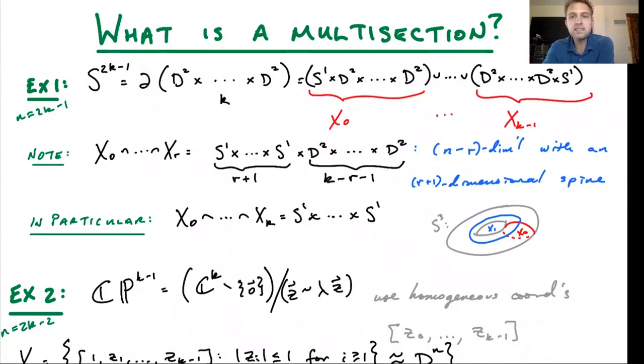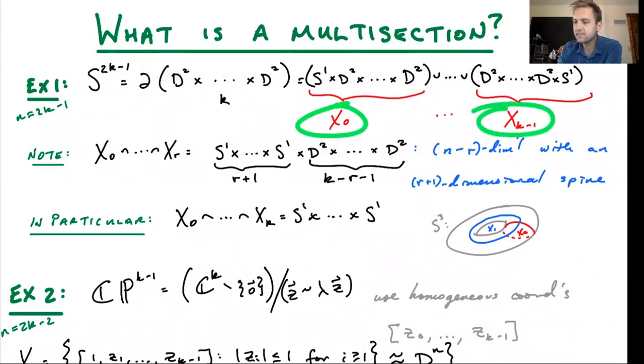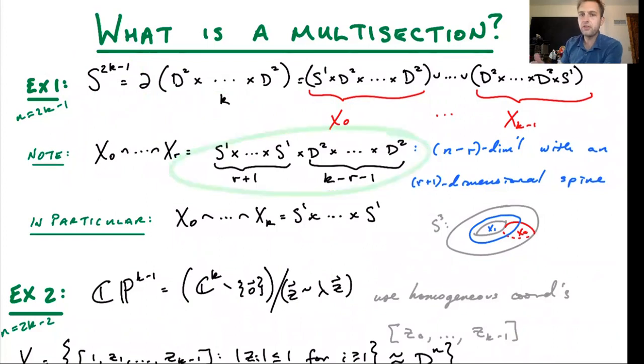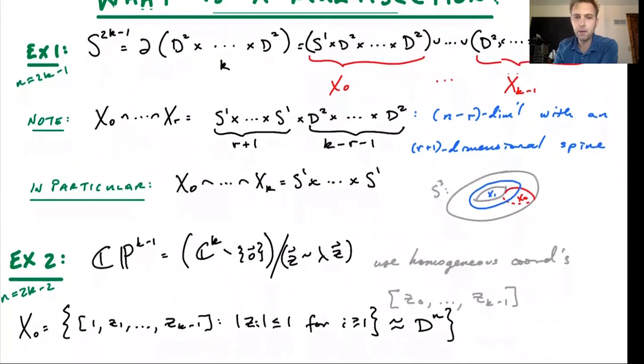And what makes it a multisection is that any setwise intersection between these pieces is nice in the sense that its dimension depends only on the number of pieces you're intersecting, and the dimension of its spine depends only on the number of pieces you're intersecting. Each time you intersect with another piece, the dimension goes down by 1, and the dimension of the spine goes up by 1.